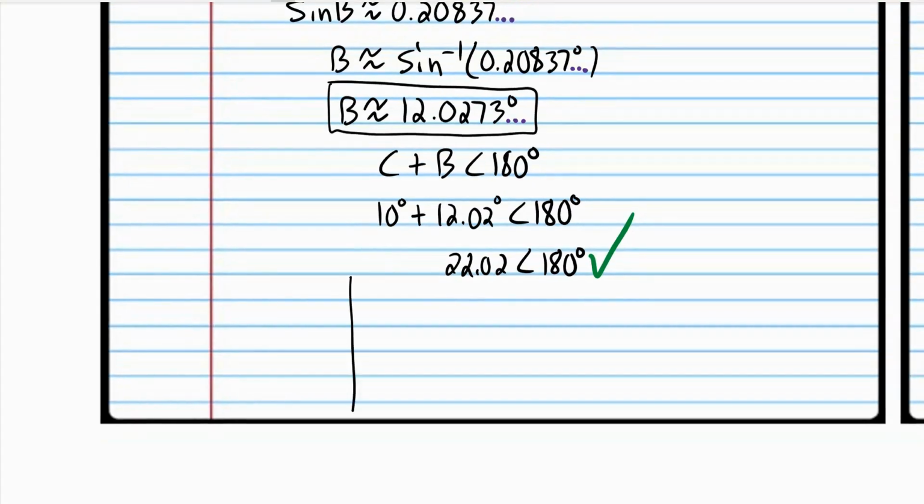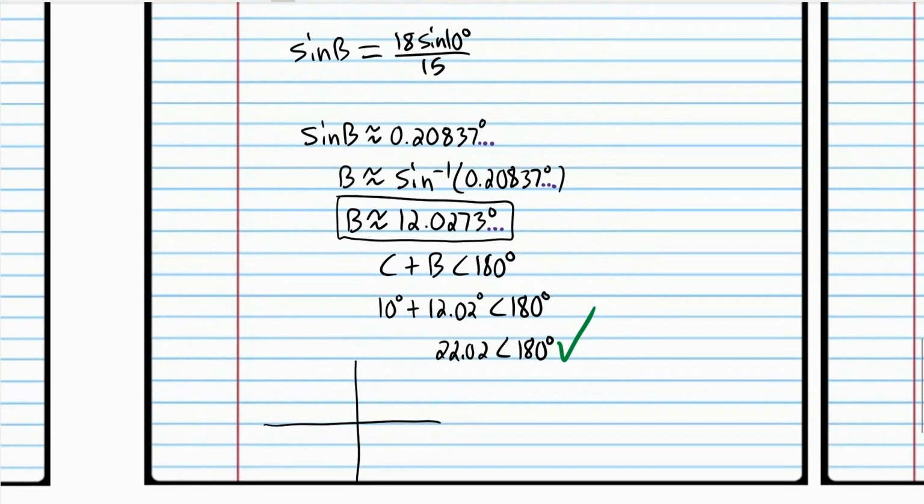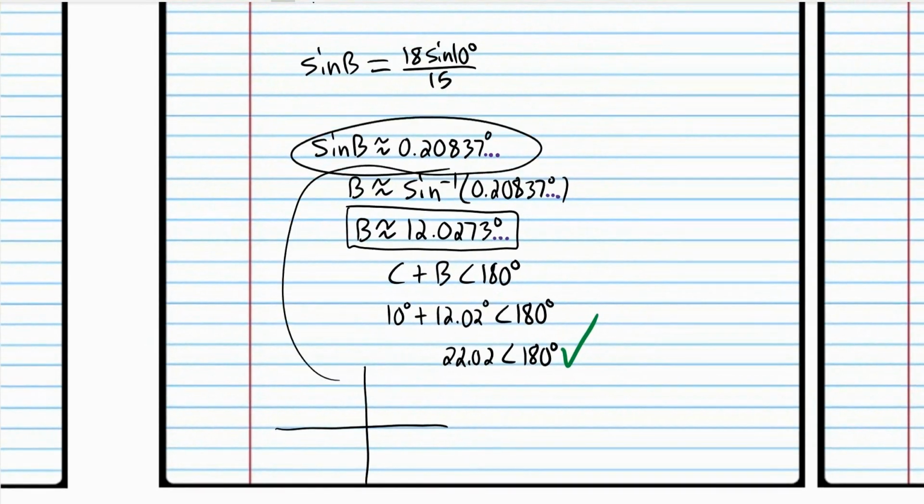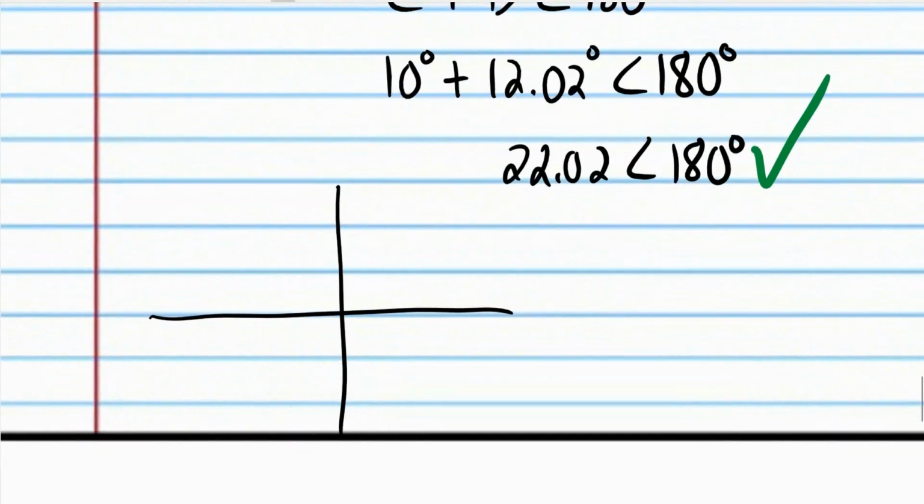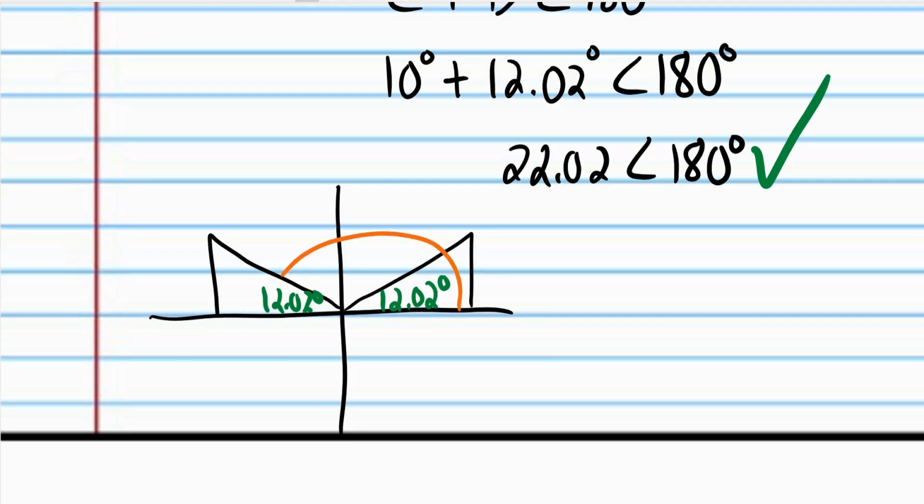But now we need to look at the angle that terminates in the second quadrant. If sine is positive, then you can have another triangle in the second quadrant. And as we know, the reference angles are the same, so 12.02 degrees. Sorry. And then this other angle is 180 minus 12, which is 167.97 degrees approximately.